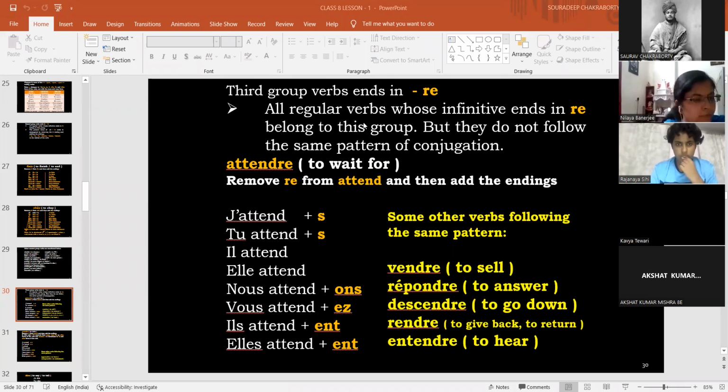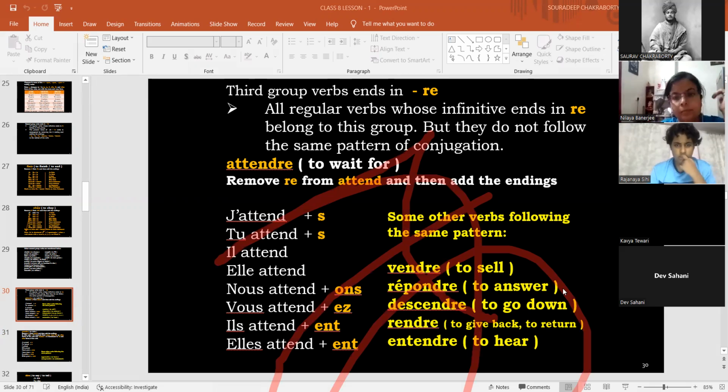So we were here last day. We have done the second group verbs. Today we'll start the third group verbs. Okay. Third group verbs. We have different subgroups in the third group, so we need to remember those. Here you can see the first subgroup, attendre, which means to wait for.